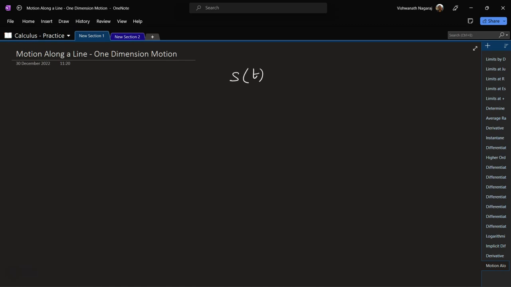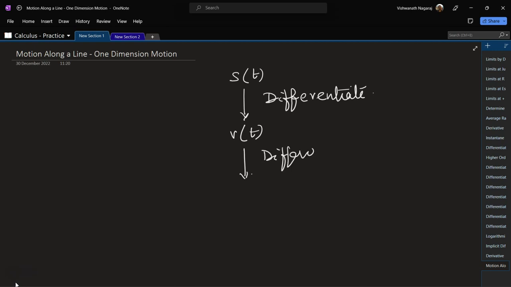Now, if using this we have to figure out the velocity of the object with respect to time, then we would be differentiating s of t. And similarly, using v of t, if we differentiate it, we get acceleration with respect to time. So keeping this in mind, let's solve some problems.